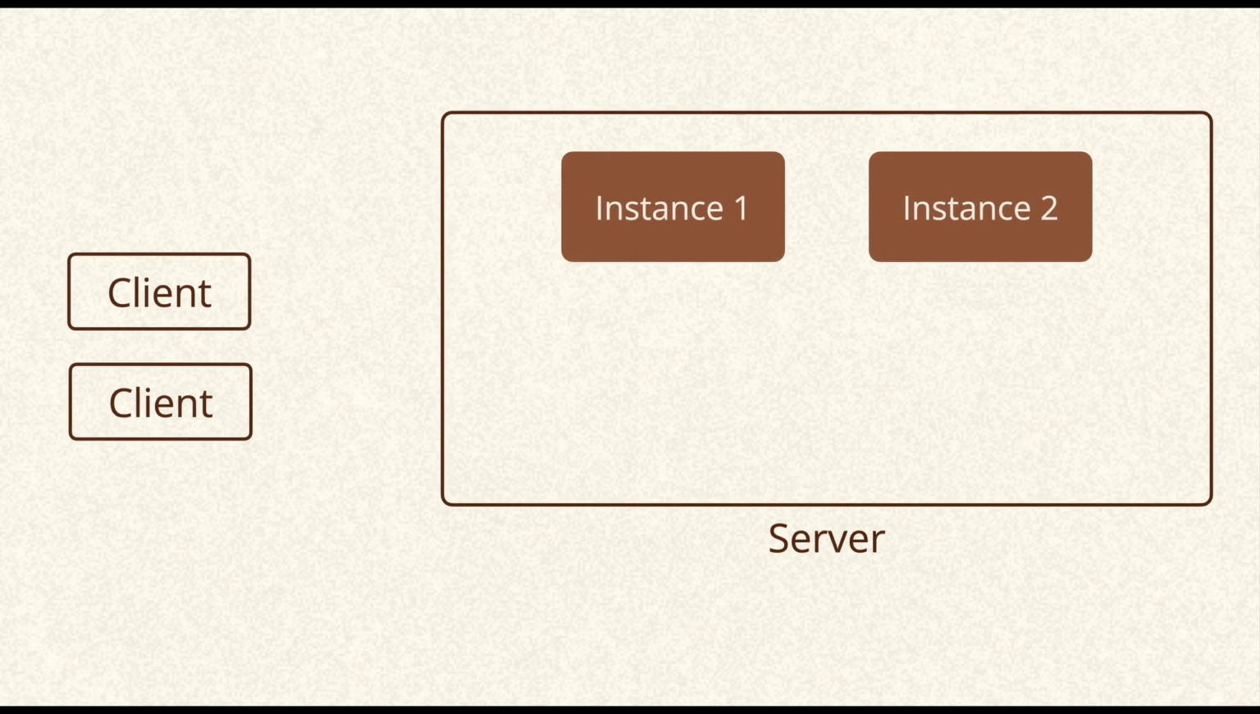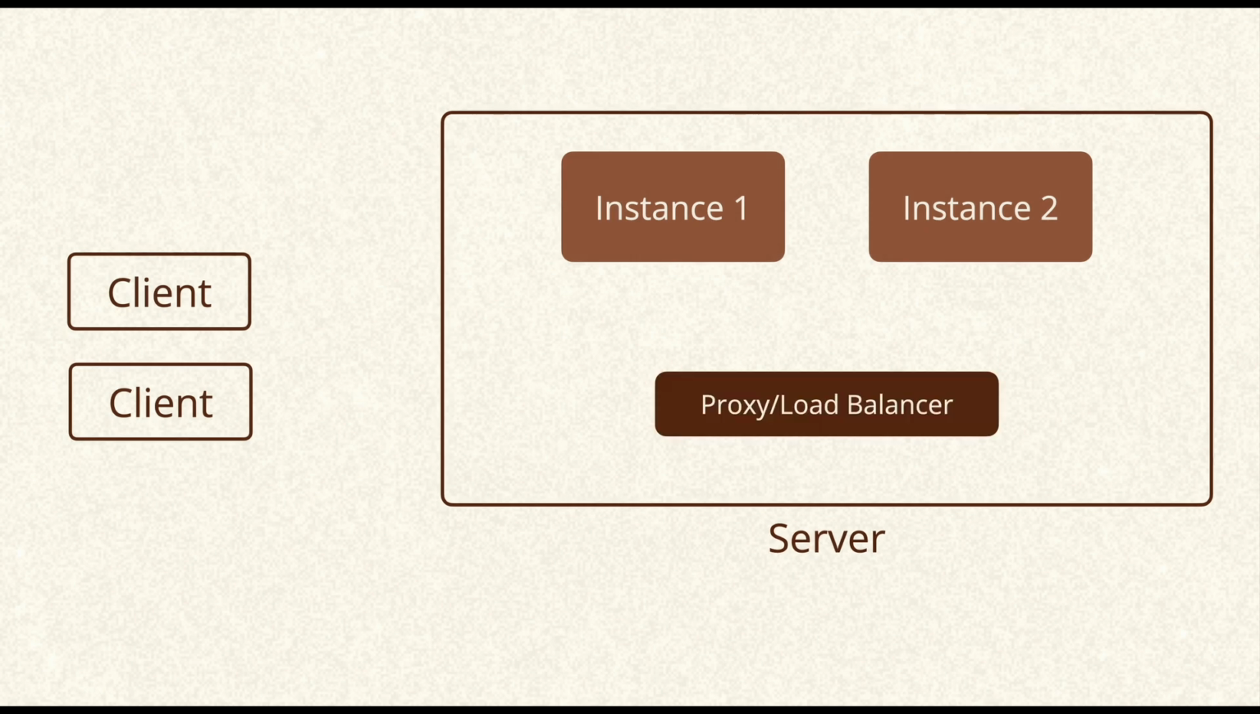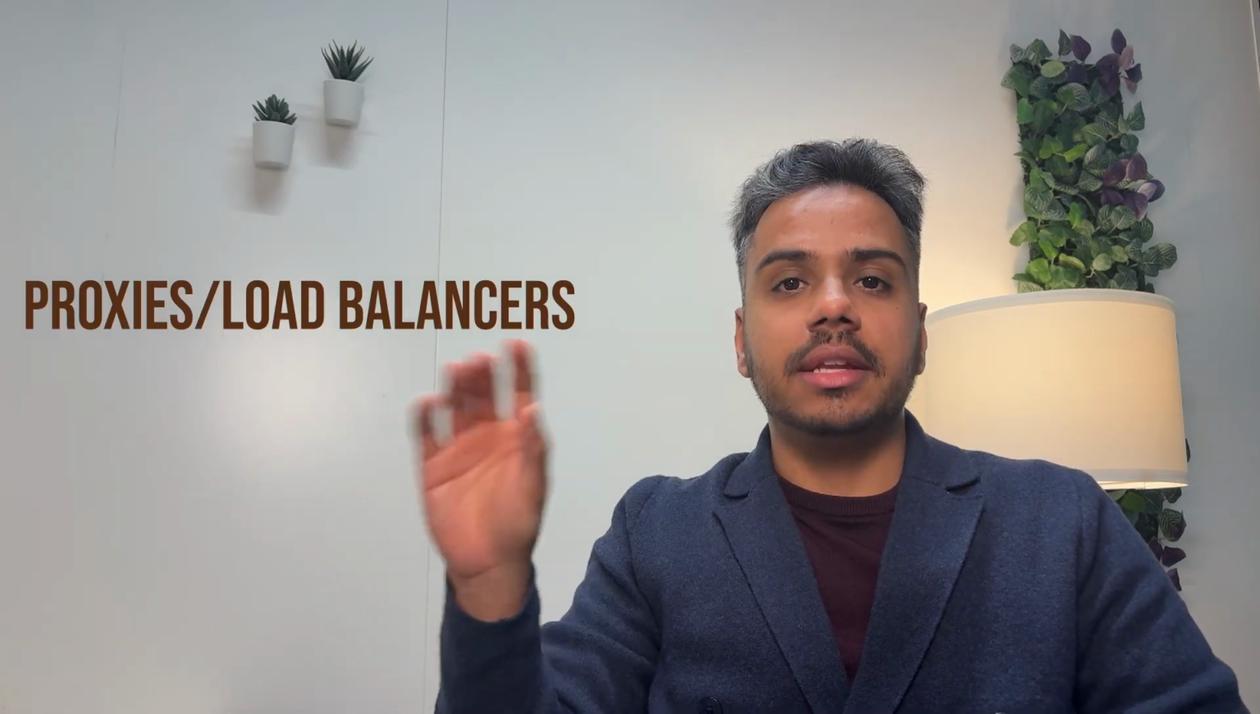In order for this to actually work, we need a special service called a proxy or a load balancer, which helps to balance the load and also to route a portion of the traffic to different of these instances. We'll cover proxies and load balancers in detail later on. For now, just note that it's a special service that helps to balance requests between these different instances.